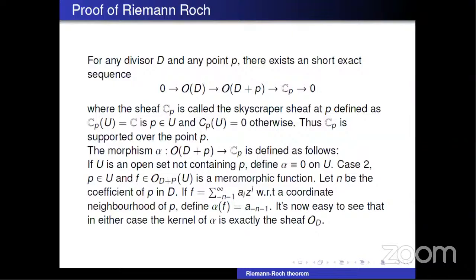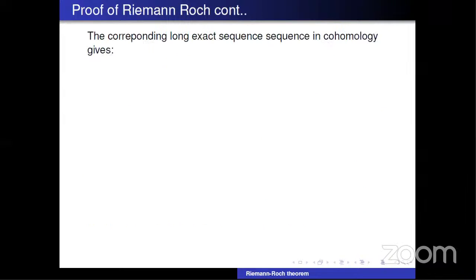Okay, so this is the map alpha, which is the homomorphism of sheaves from O(D+P) to C_P. It is now easy to see that in either case the kernel of alpha is exactly the sheaf O(D). This is very straightforward checking, and therefore this shows that you have this short exact sequence.